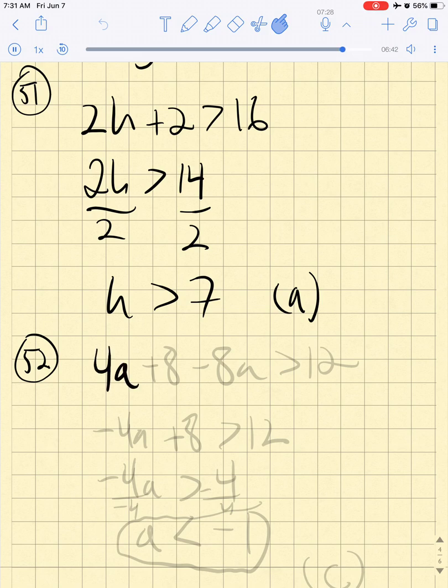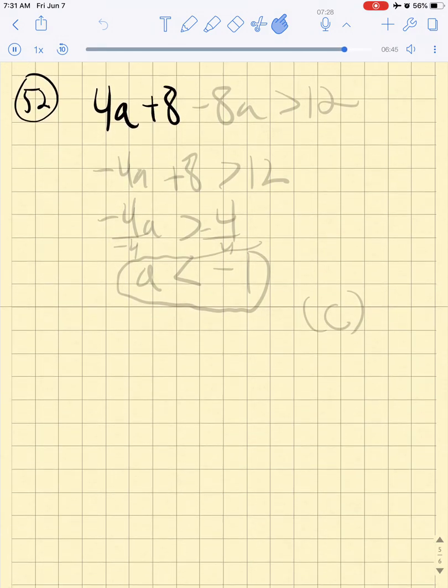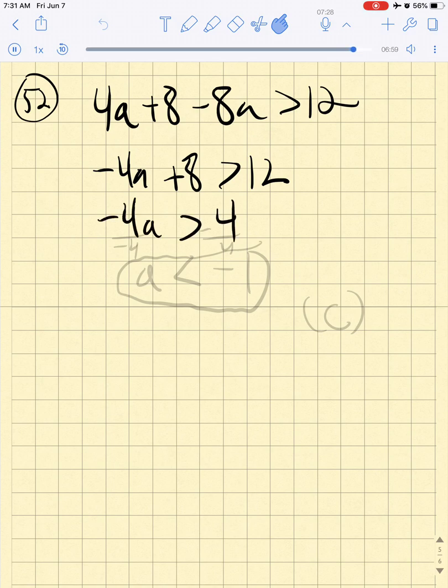4 times that unknown number a, plus 8, minus 8a must be greater than 12. So now we have negative 4a plus 8 must be greater than 12. Negative 4a must be greater than 4. a must be less than negative 1. Why? Because remember when we divide by a negative, I had to divide negative 4 here and negative 4 there. So that's how I switch the sign, and 4 over 4 is 1. So a must be less than negative 1, which is choice C.